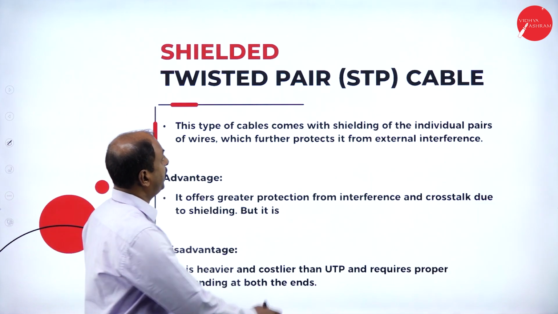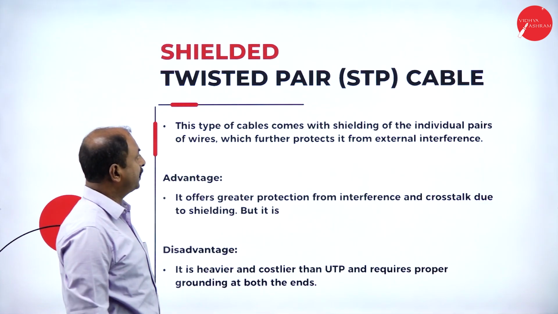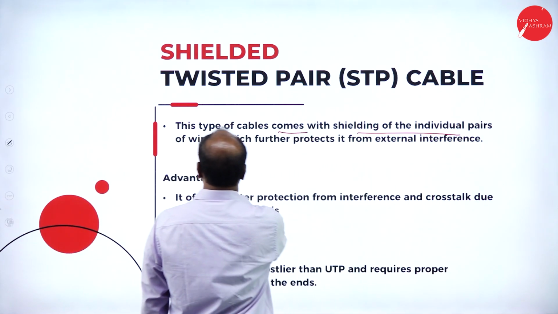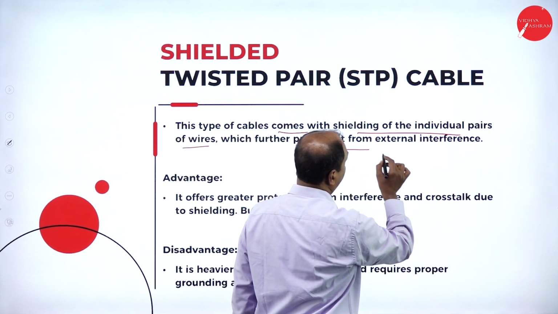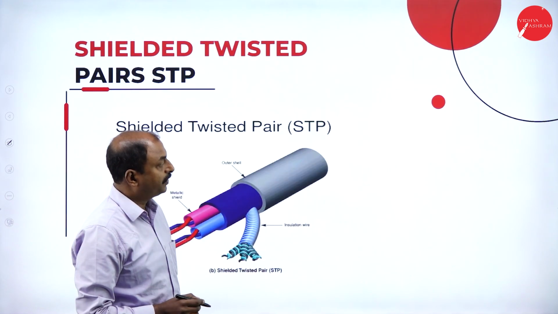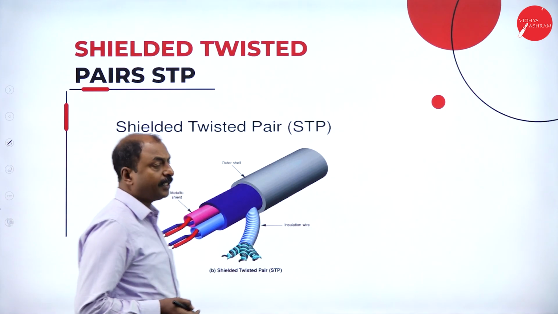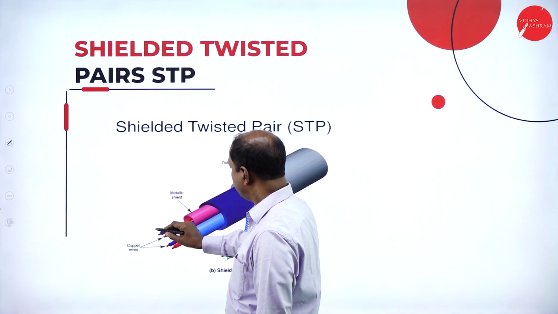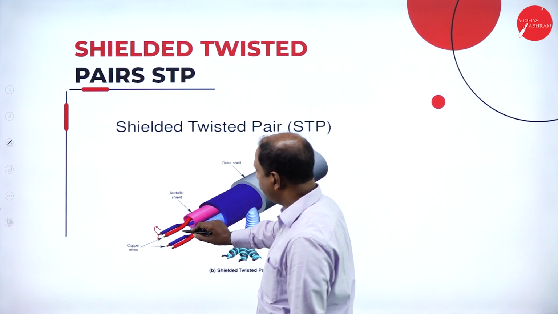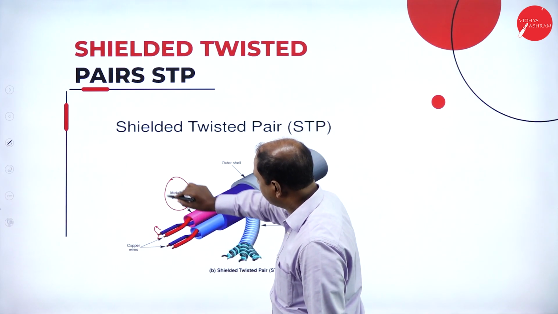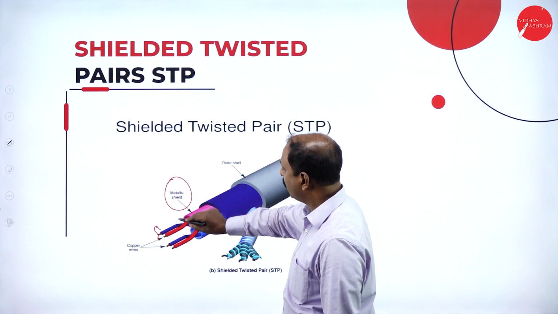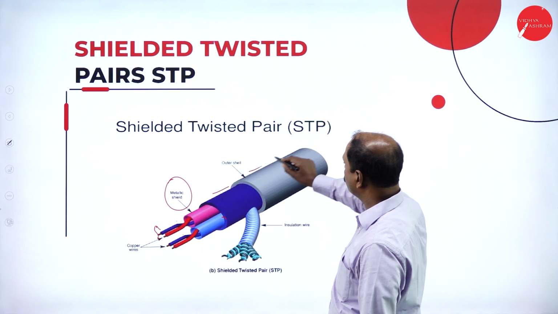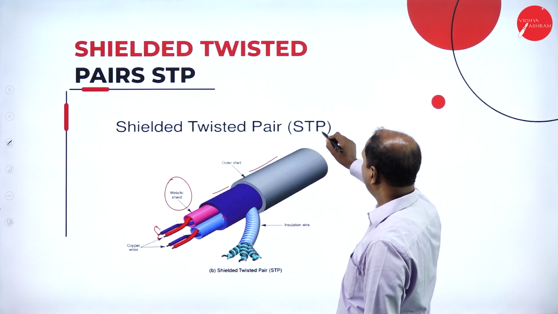In the next slide, we will see shielded twisted pair cable. This cable comes with shielding of individual pairs of wires, which further protects it from external interference. Now look at the difference. In the diagram, this is the STP cable. This is a pair of cable, a twisted pair, one pair of cable, and it will have one more metallic shield over it, so each pair will have a separate shield over it. So this is shielded twisted pair cable.